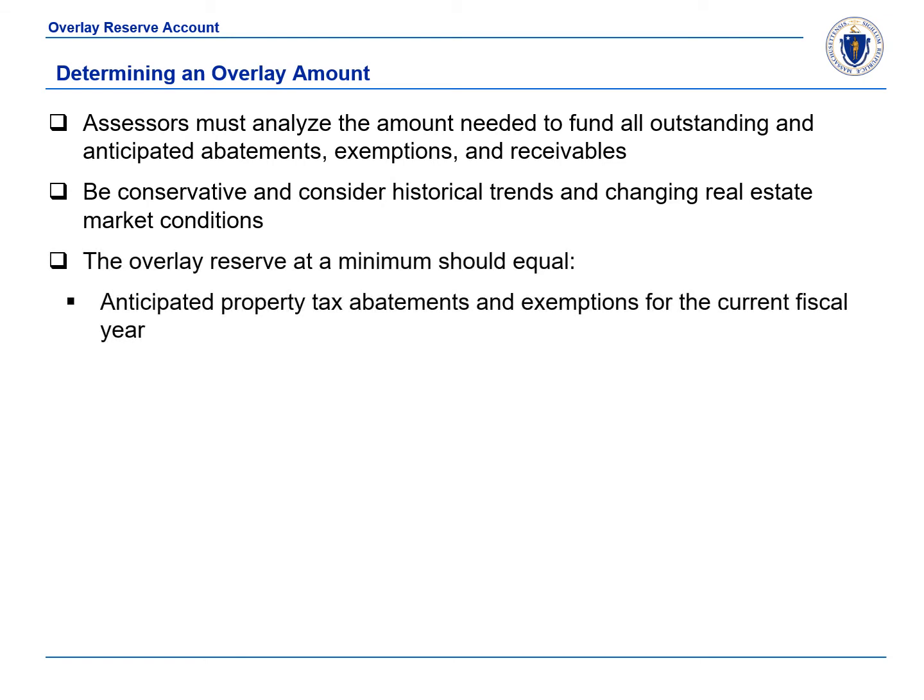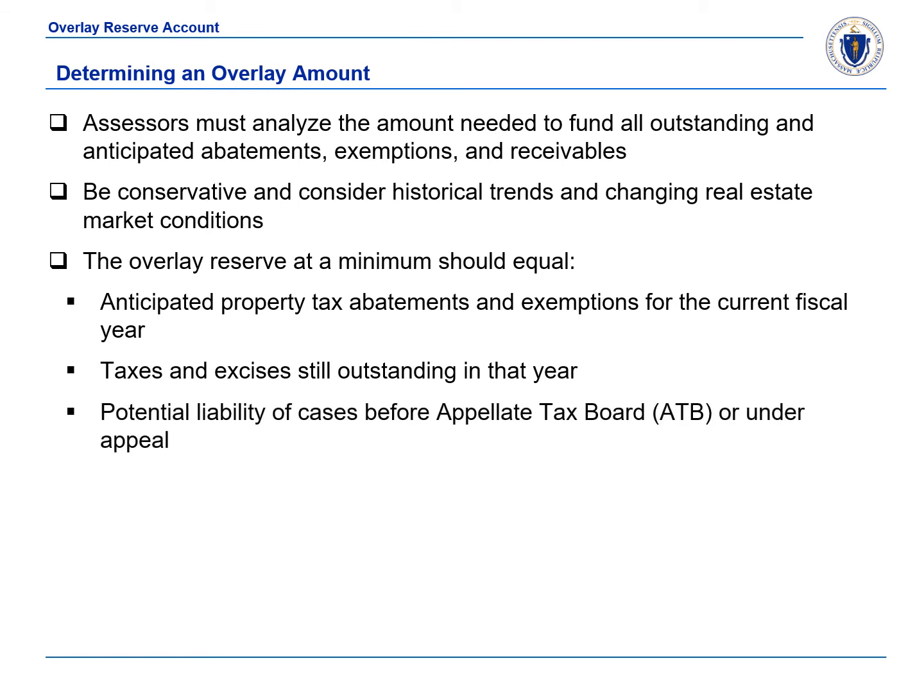In addition to anticipated property tax abatements and exemptions for the current fiscal year, the overlay reserve for any year should at least equal taxes still outstanding in that year and the potential liability of cases pending before the State Appellate Tax Board or under appeal. Assessors are encouraged to seek input from other members of the financial management team.